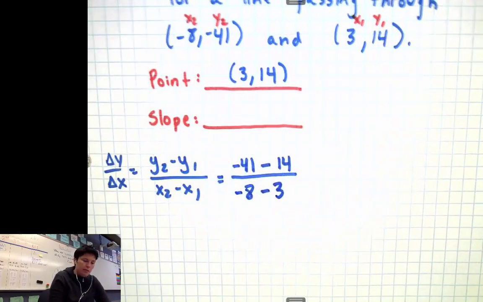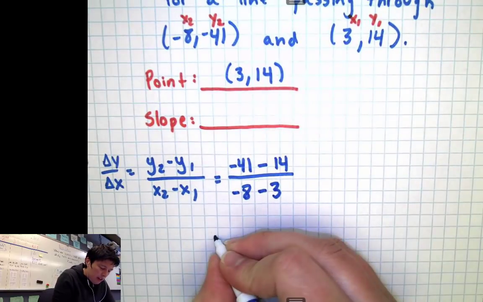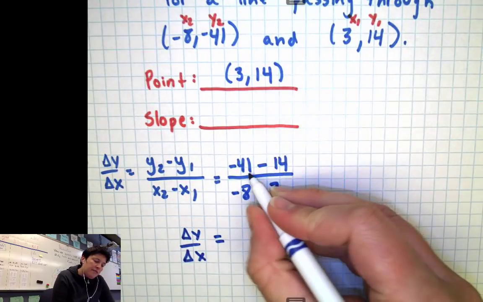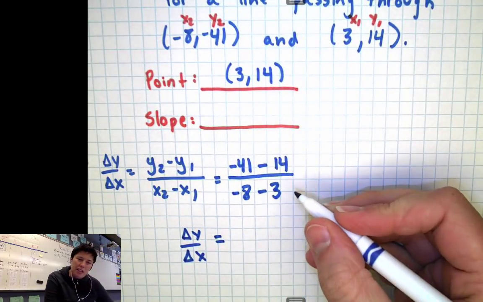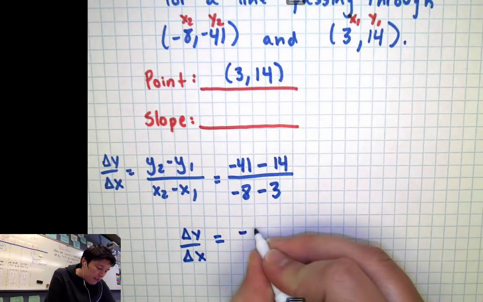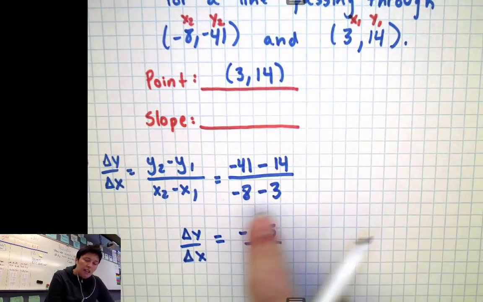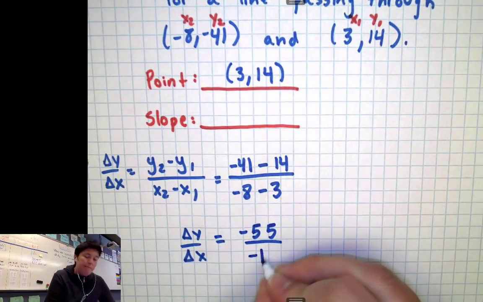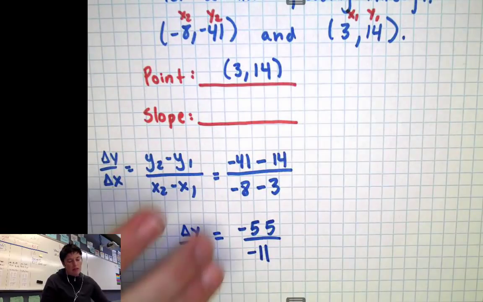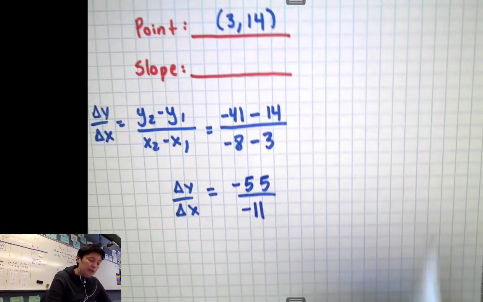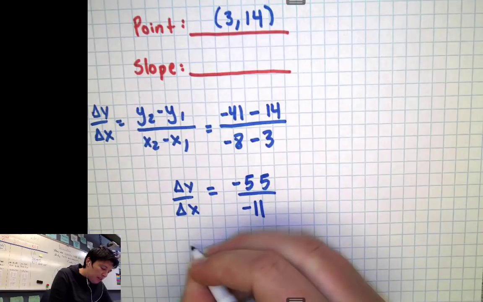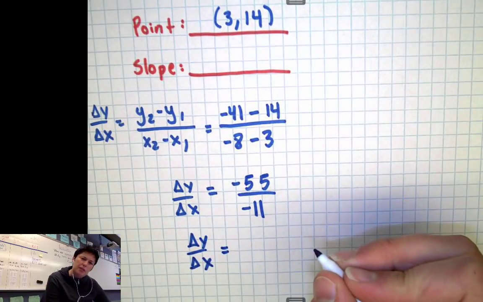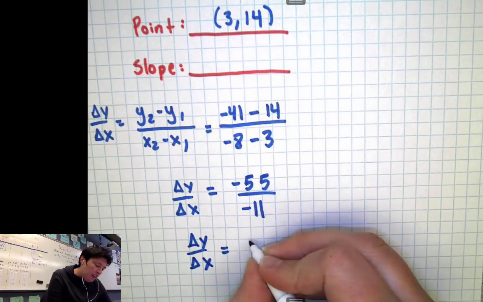All right, let's clean this up and see what we get. So underneath, I'm going to write delta y over delta x equals -41 take away 14. Let's see, that'd be -55. And -8 take away 3 is going to be -11. Okay, so not so bad because a negative divided by a negative is positive. And 55 divided by 11, I know what that is. Delta y over delta x is going to equal, how many 11s go into 55? 5, yeah.